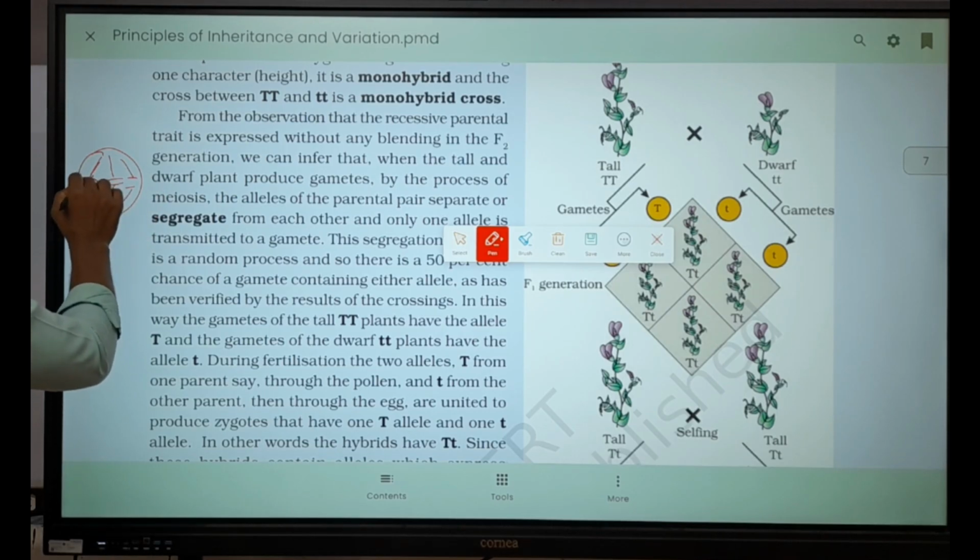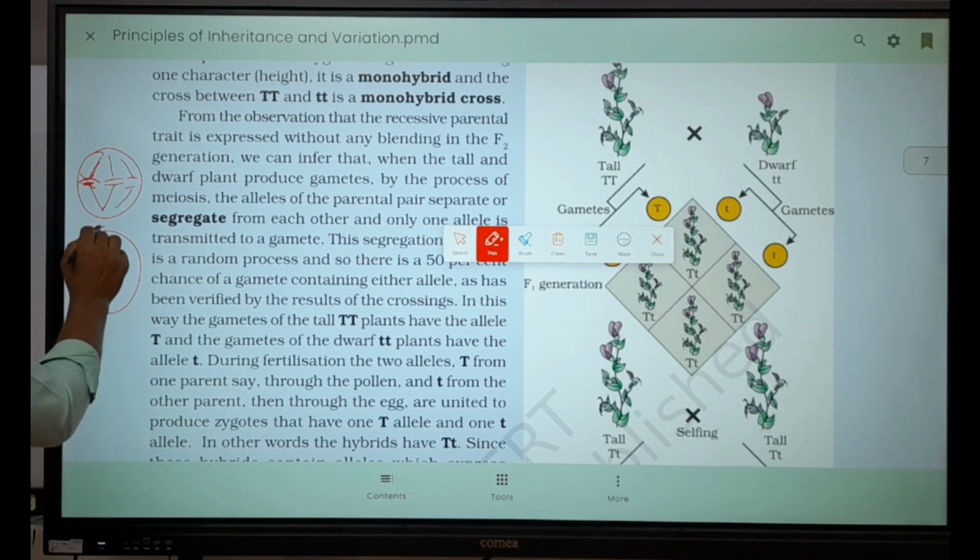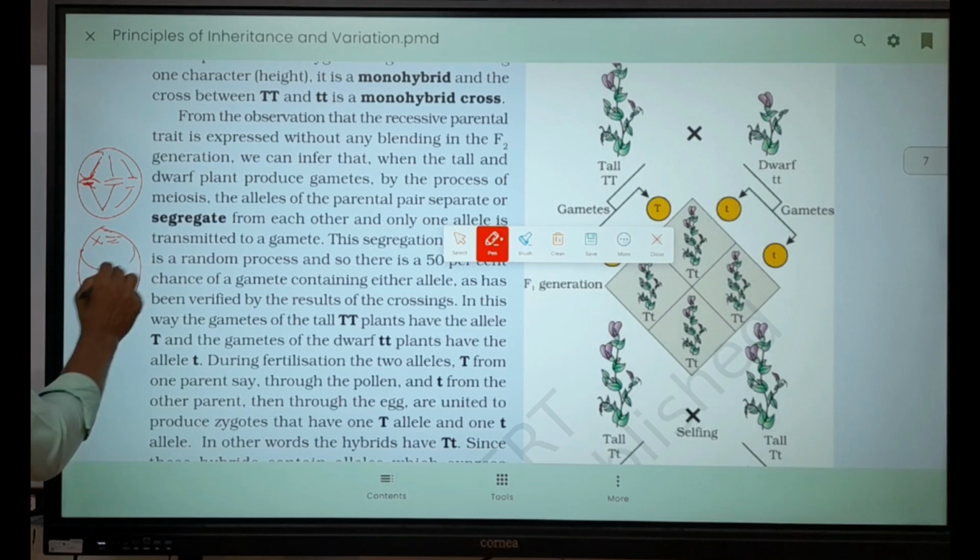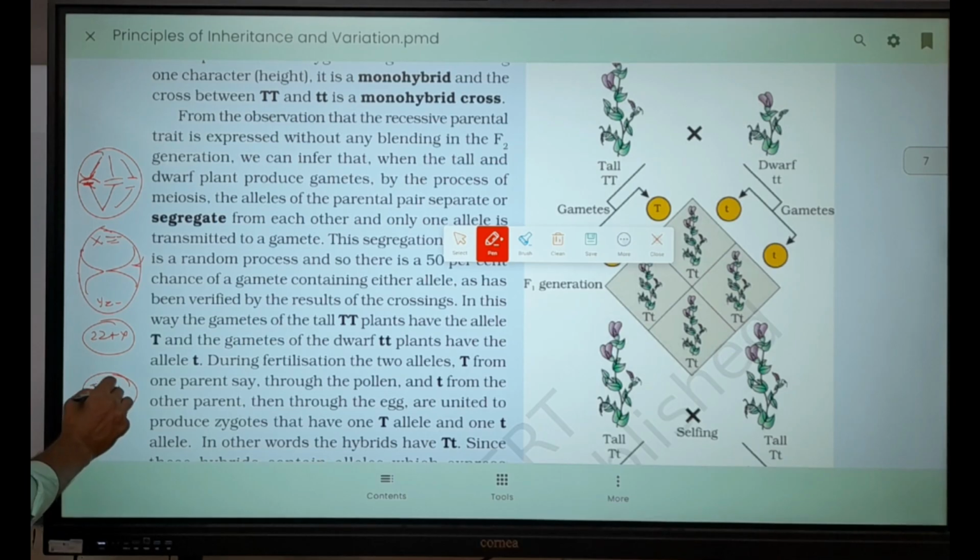Suppose this one is the X chromosome and this one is the Y chromosome. When they separate, what happens? On one side the X chromosome goes, and on this side the Y chromosome goes. After that, the cell divides into two parts through a furrow. One gamete contains 22 plus X, and the other gamete contains 22 plus Y.